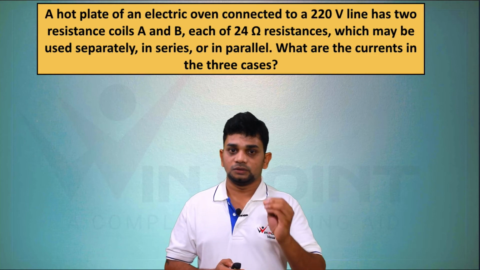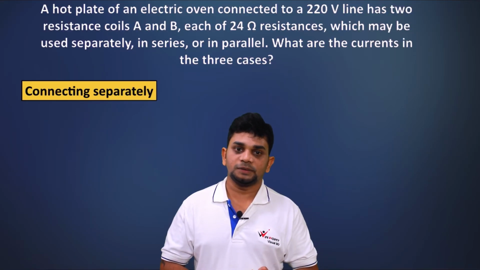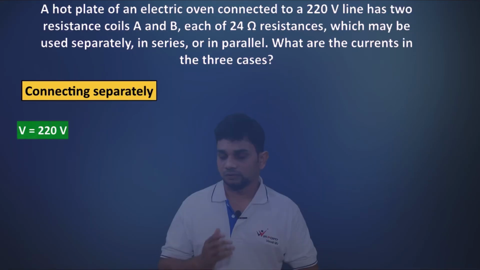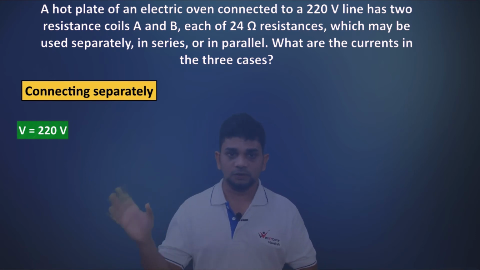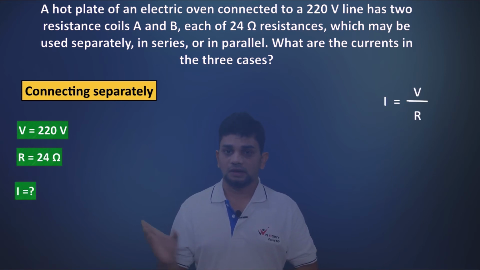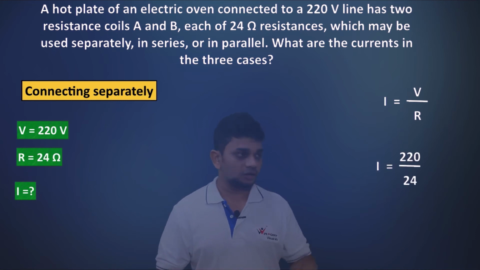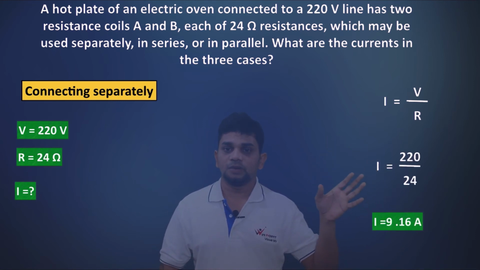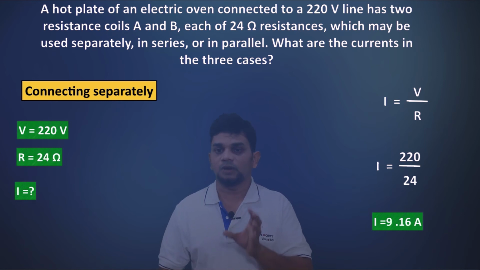First we can do it for the separate connection. First one, connecting separately. The value of voltage is given, V is equal to 220 volt. Value of R is 24 ohm. How can we find the current? I is equal to V by R. I will be equal to 220 by 24, which is equal to 9.16 ampere. That is the first one. If you are connecting separately, we will get the current of 9.16 ampere.